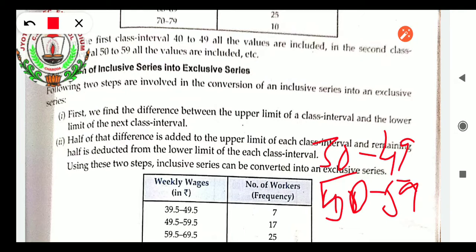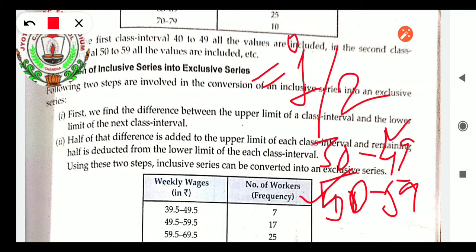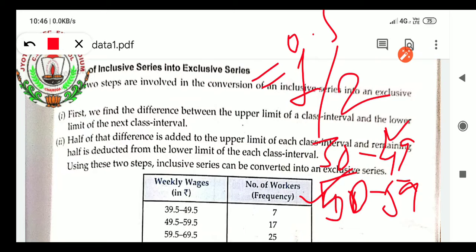What we have to do first is find the difference between the upper limit of a class interval and the lower limit of the next class interval. This is the upper limit of the first class interval, 49, and the lower limit of the next is 50. If we take the difference, 50 minus 49, we get 1. Then half of the difference: 1 divided by 2 will come 0.5.